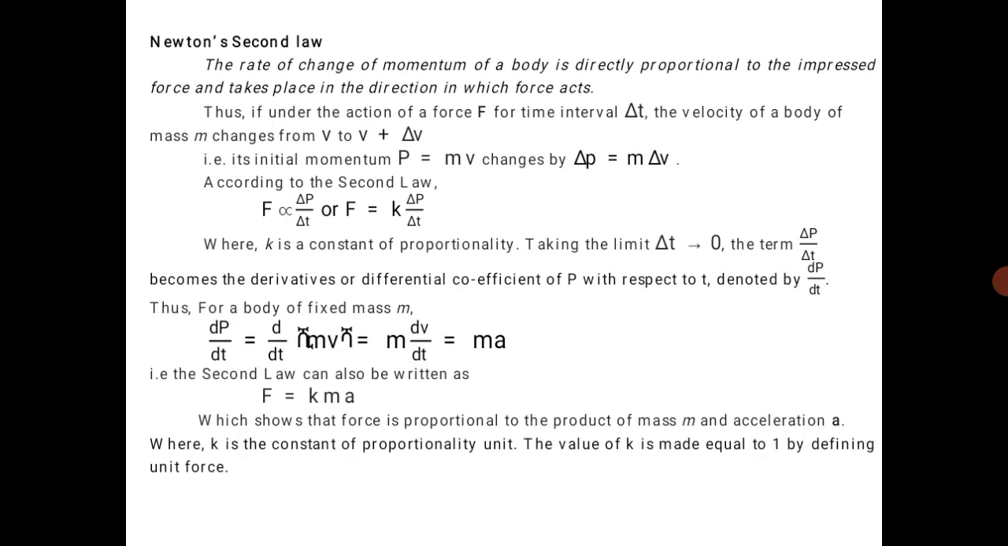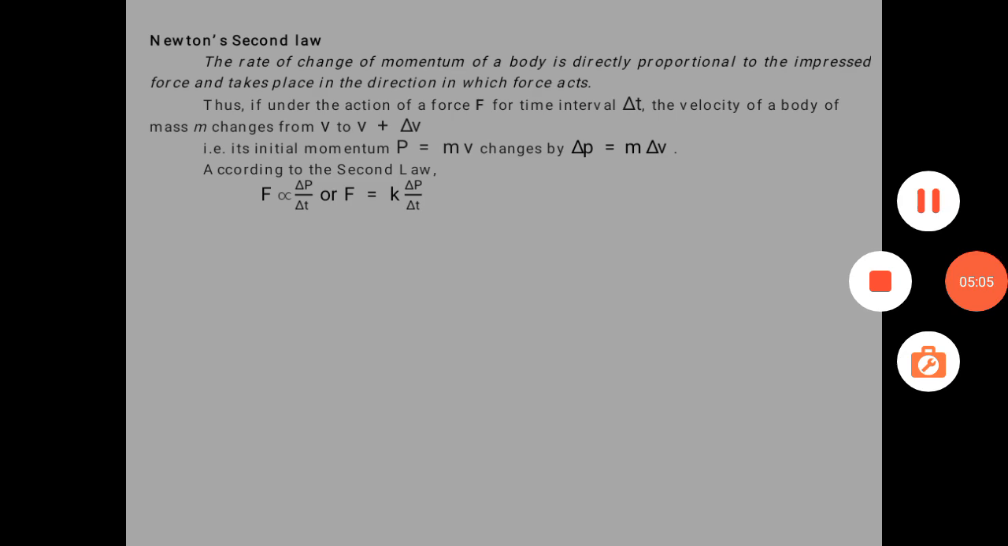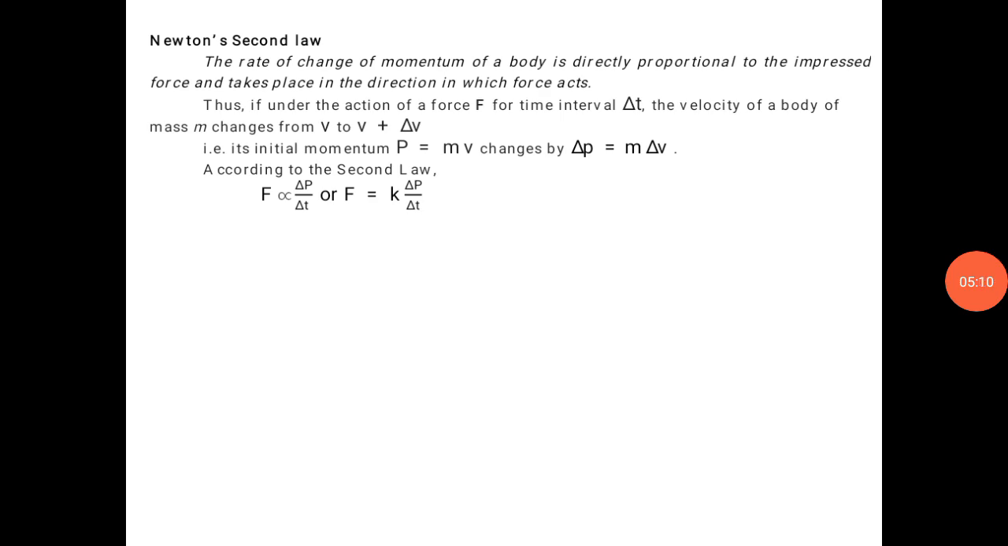See, or F equal to some constant into dp by dt. Okay, let that proportional constant be K. K is the proportionality constant. Okay, here momentum is changing. Let us consider we can change the momentum by changing the mass, by changing the velocity, or by changing the mass as well as velocity.